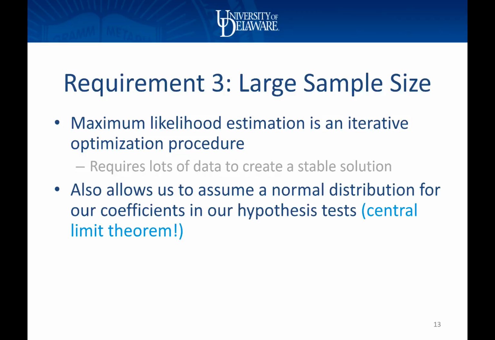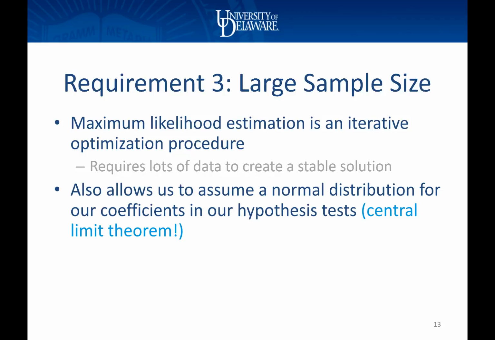Having a large sample size also allows us to assume that our intercept and coefficients have a normal distribution when we do our hypothesis tests. And this is by the central limit theorem. The central limit theorem says as we take more and more samples, we can treat our averages as normally distributed entities. And that's what we're doing essentially. We are assuming we have a large sample size so that we can treat our intercepts and coefficients as normally distributed random variables. So large sample size accomplishes 2 things.